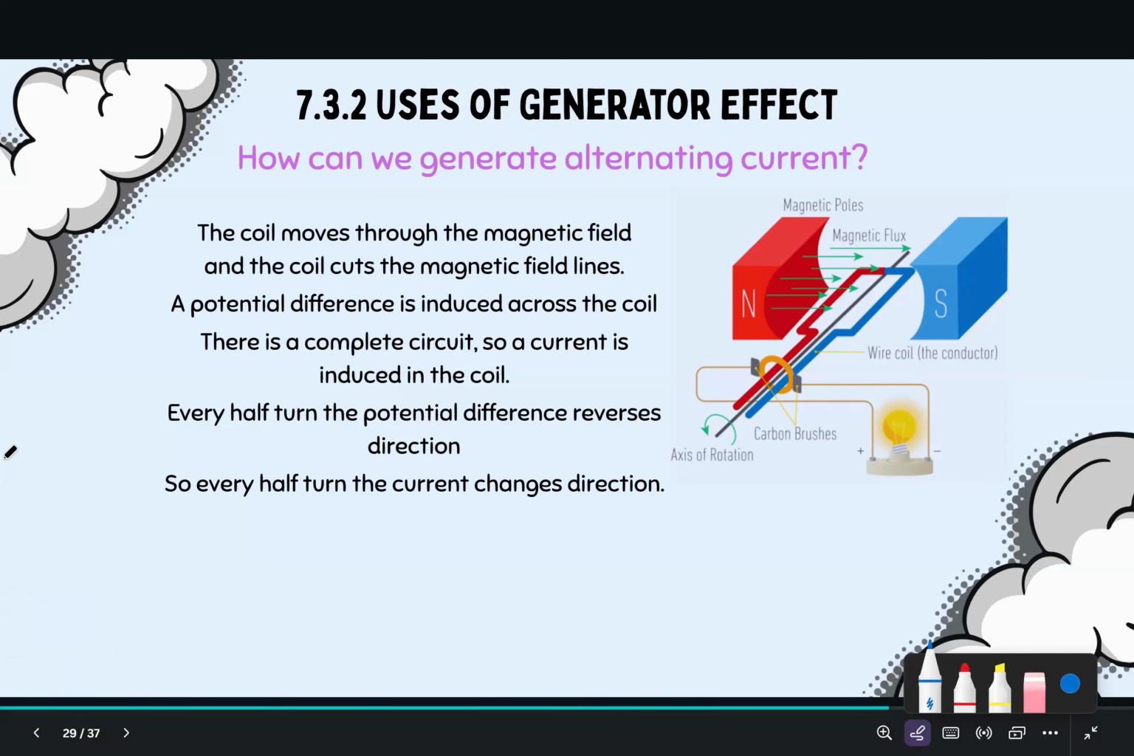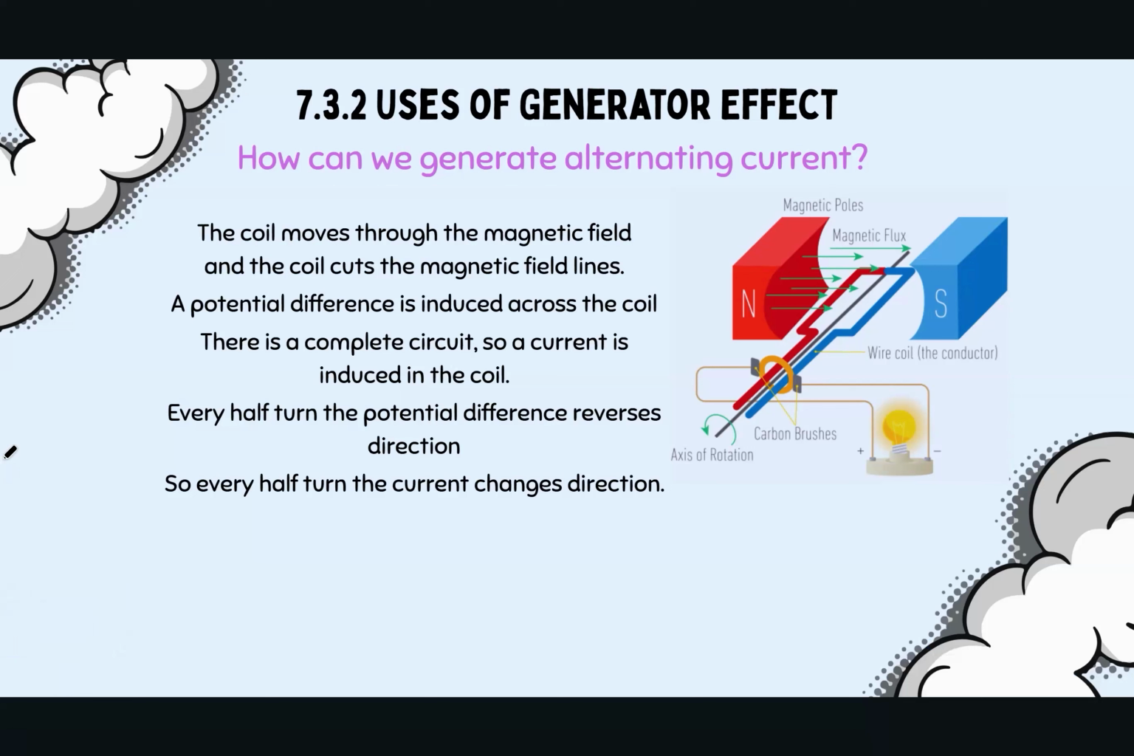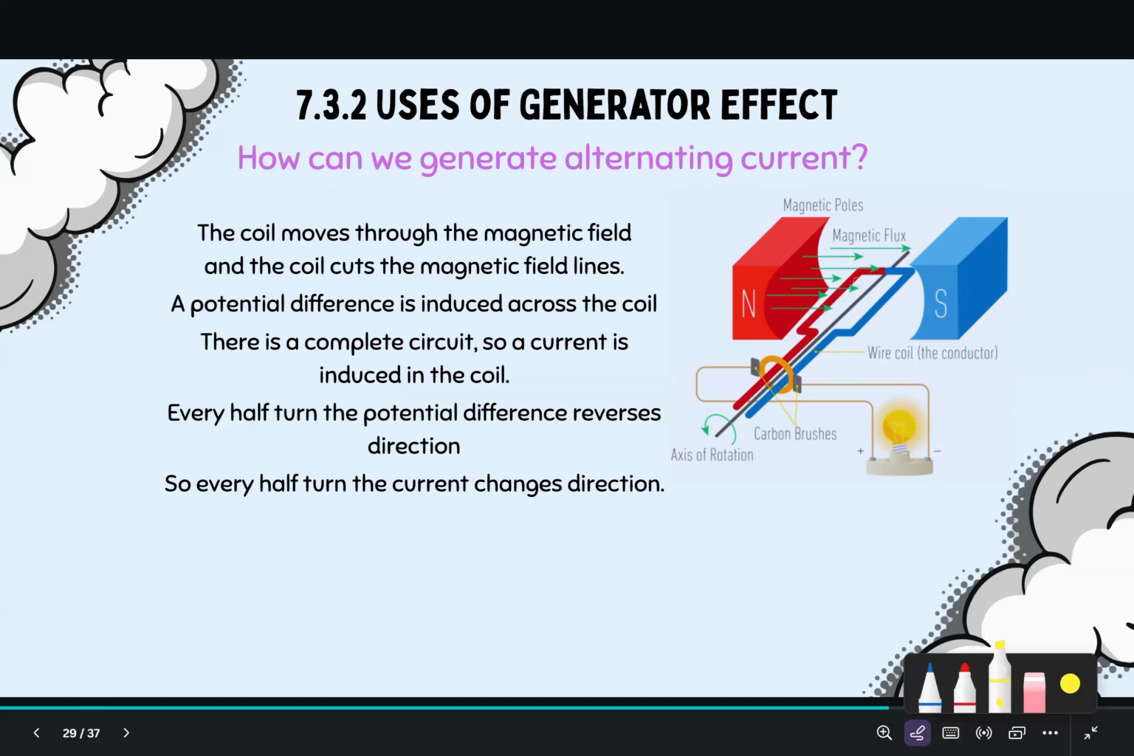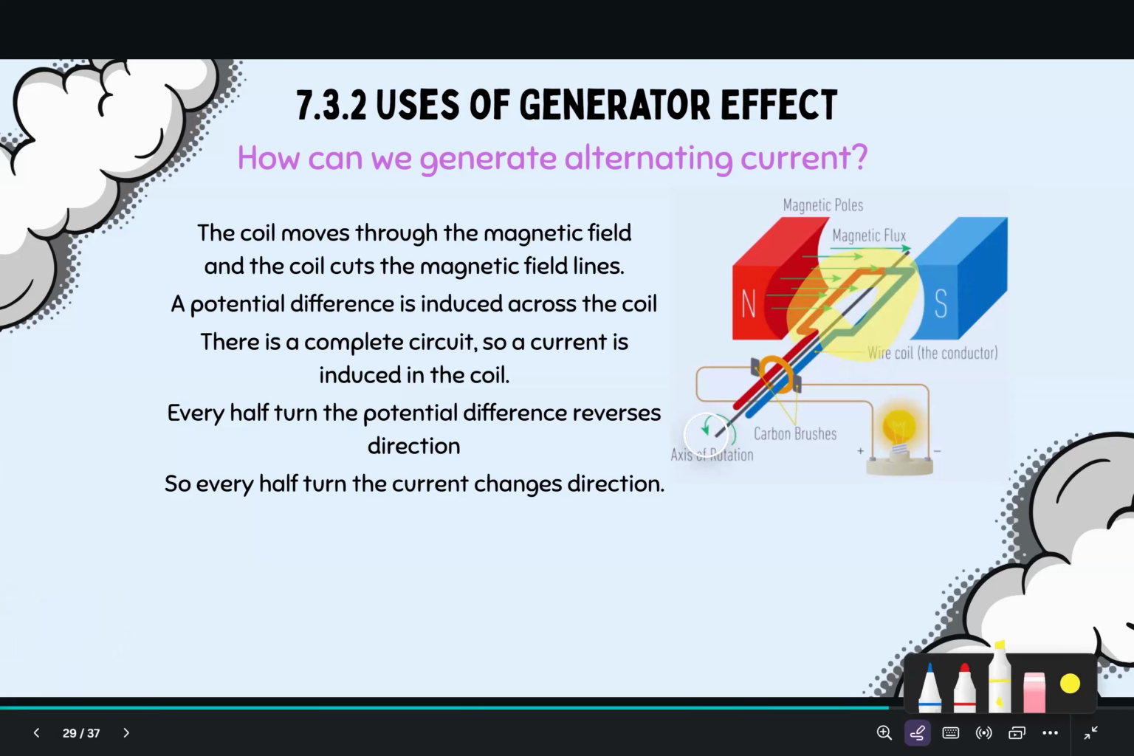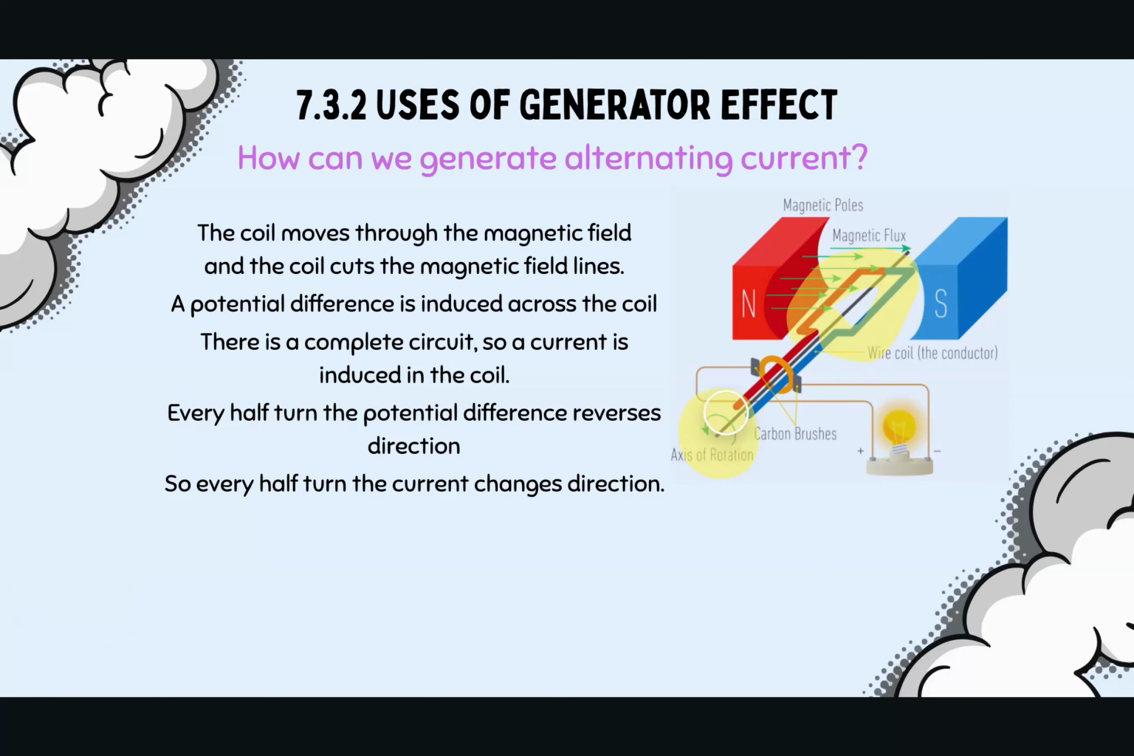So what we're looking at is how can we generate alternating current? We can generate alternating current using a rotating coil in a magnetic field like a generator. So what we've got here is a rotating coil. Let me just highlight it in yellow. This is our rotating coil. That rotating coil can be attached to anything that spins, and as long as it's spinning, it's causing that coil to spin.